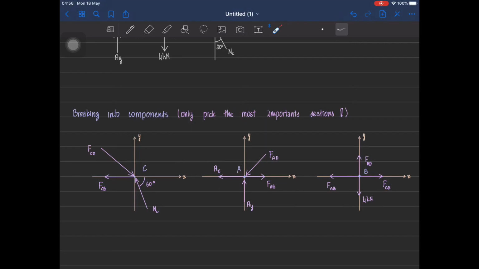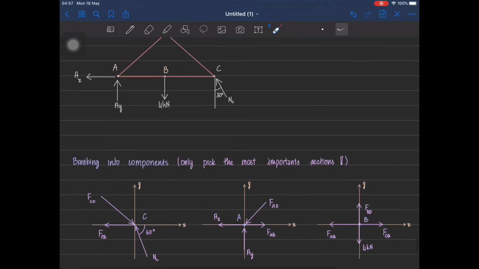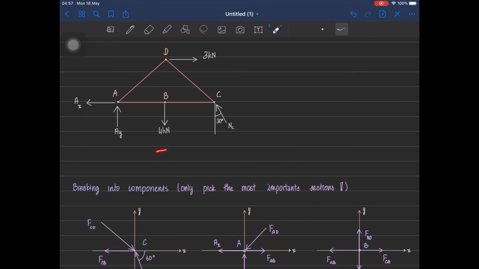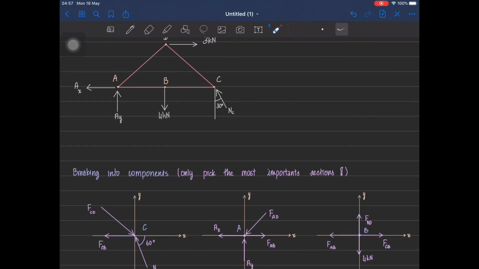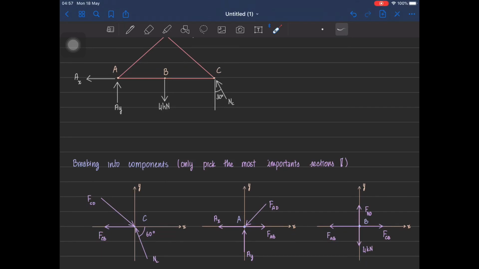Actually, we have to draw this one before we find the joints. But if you look at it from this free body diagram only, without breaking into components, it's also fine. But if you feel it's more comfortable to break into components, then this one is better to have before calculation.